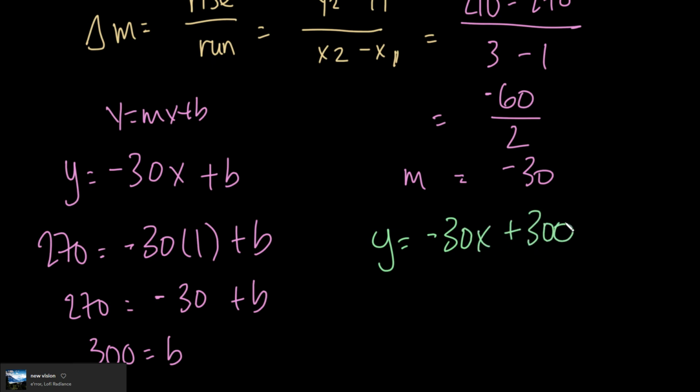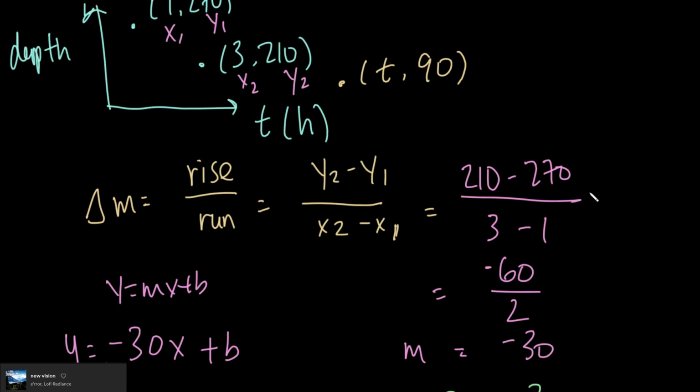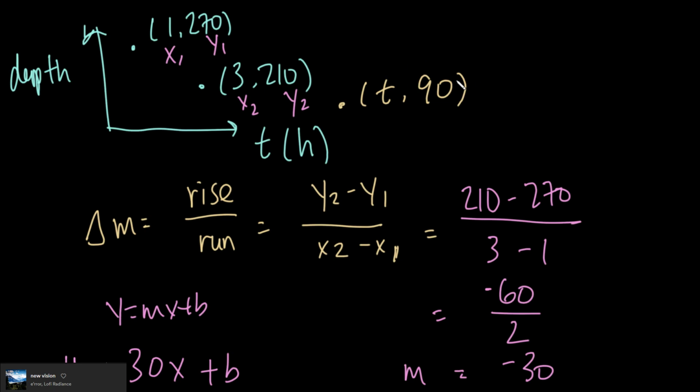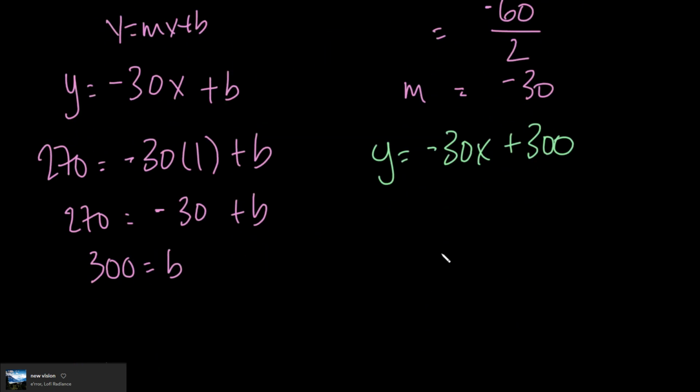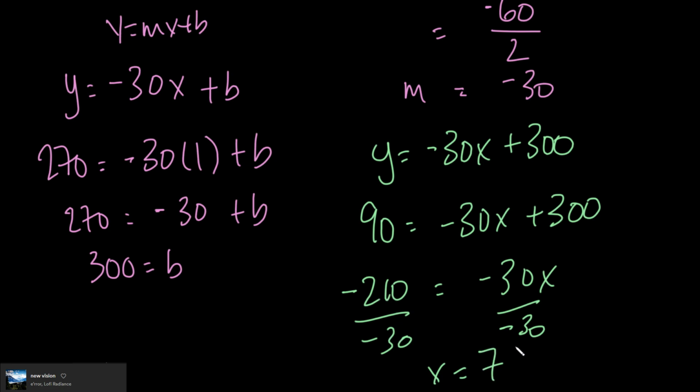So now remember, we have to figure out at what time it's going to reach the depth of 90, right? So all I have to do is plug in 90 for my depth, and my depth here is denoted by y, right? So I can plug in 90 equals negative 30x plus 300. I can subtract 300 from both sides. So 90 minus 300 here is negative 210 equals negative 30x. I can divide both sides by negative 30. So x is going to equal negative 210 divided by negative 30. x equals 7.